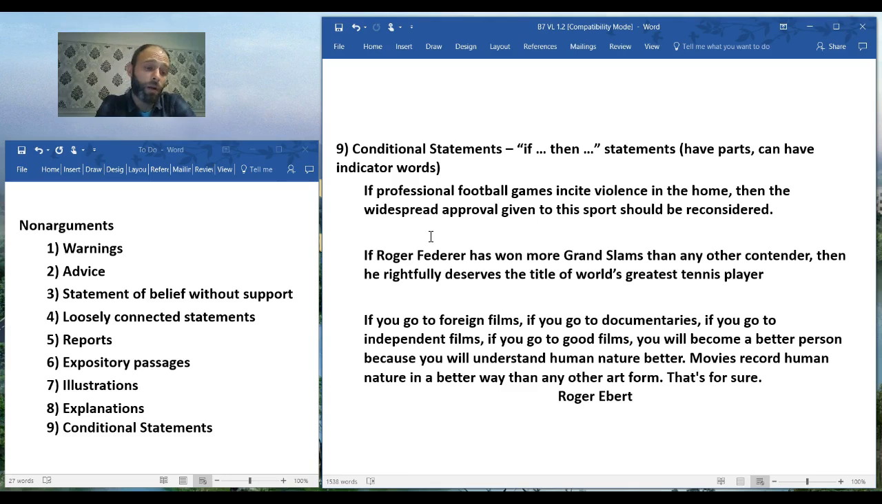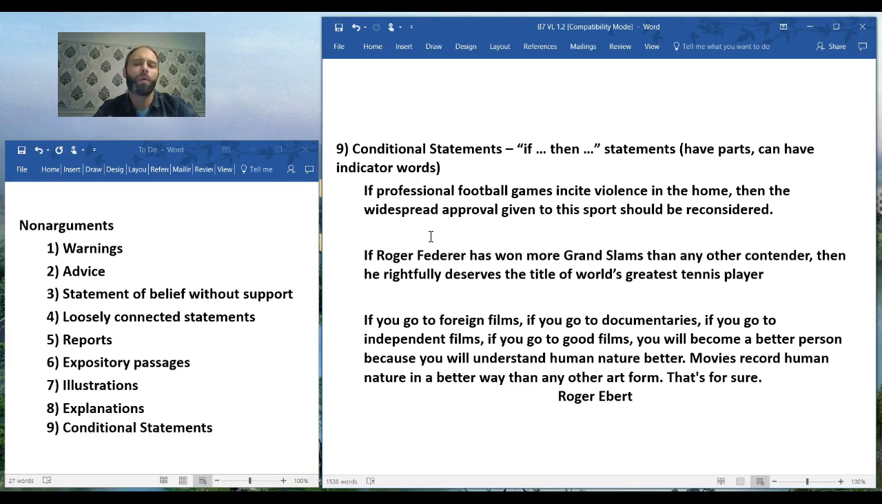All right, the final type of non-argument that the section covers is conditional statements. Conditional statements are simply if-then statements. Now, they have parts, and they can have indicator words, so it can be a little confusing, but hopefully not too much. So let's look at the first example. If professional football games incite violence in the home, then the widespread approval given to the sport should be reconsidered. So here we just have one if-then statement, right? So we have one statement, so we definitely can't have an argument.